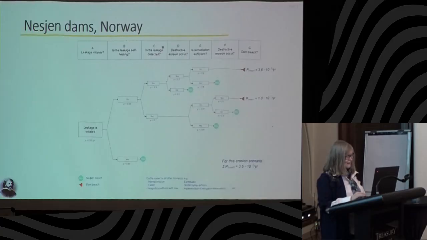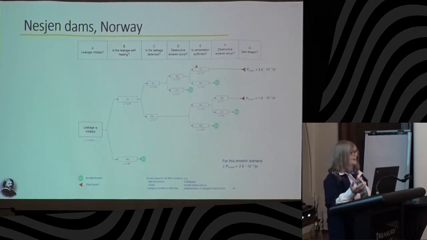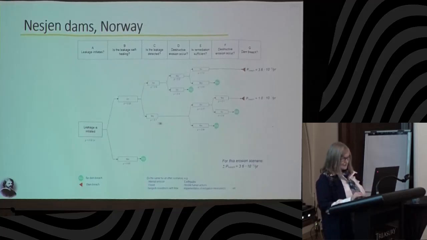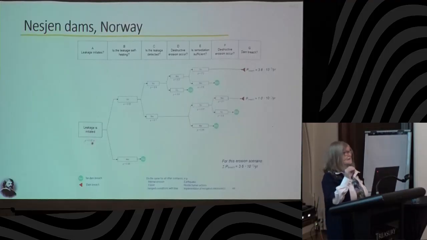And okay, if the leakage is detected, yes or no, you have different ways of going. If it's yes, then you can ask first if you have destructive erosion, and then if you are able to repair this erosion in time. But if you don't discover it, then you don't have remediation, so you have destructive erosion. And then it brings you to dam failure. Then you can have the consequences and such. And then the probability of failure is the product. It's not easy, and it's not an exact answer.